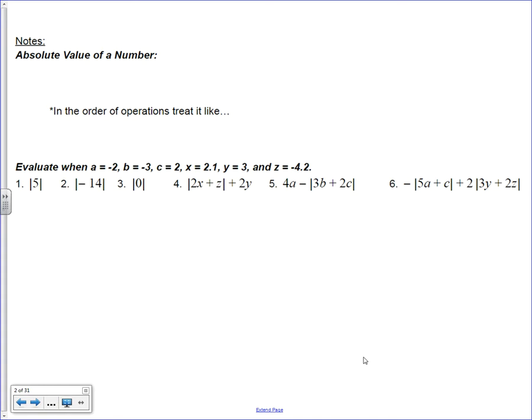Okay, so we went over your test. We talked about mountain math, which means I don't have a whole lot of time to get through these notes.